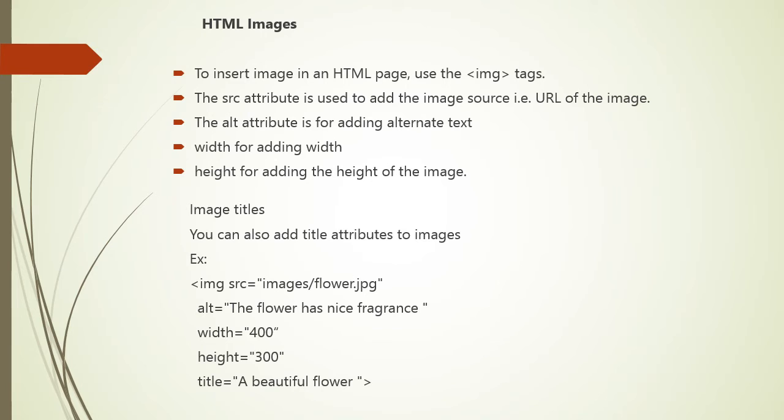Consider image titles. As with links, you can also add title attributes to images to provide further supporting information if needed. In our example, we could do it this way. img src is equal to, in double quotes, images slash flower dot jpg, for example. Alt is equal to some description of the flower that you are going to give. Width is equal to, in double quotes, 400. Height is equal to 300.